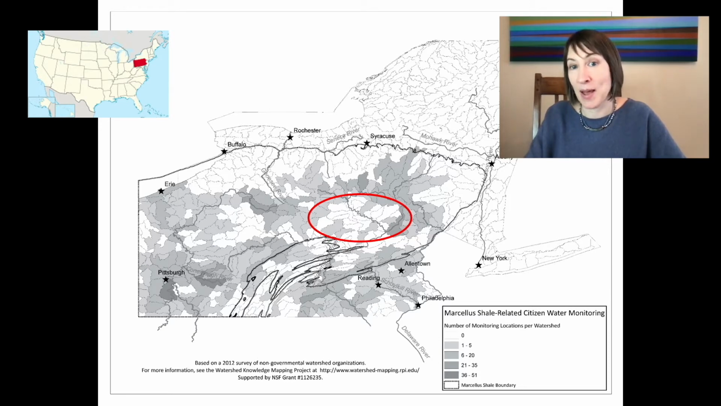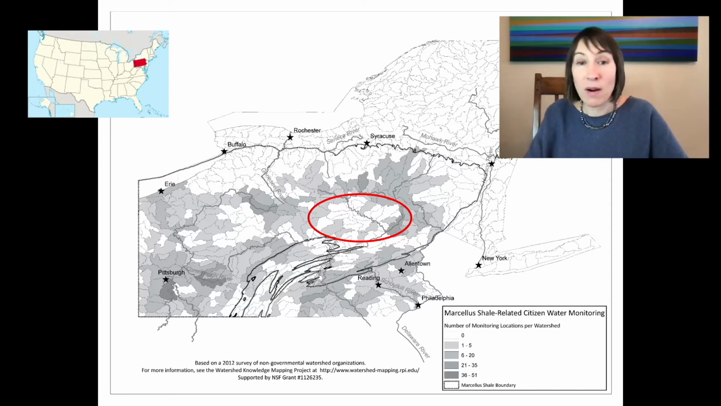So if you have a look at this map that we created as part of this research project, the outlined areas are watersheds. And when they are shaded in, it means we identified locations where volunteers were tracking water quality. Where there's no shading, that means there were no volunteers monitoring those particular watersheds. So what's notable is the circled area in red, which is an area of the state that has a very large number of gas wells. It's one of the most intensively drilled parts of the state of Pennsylvania.